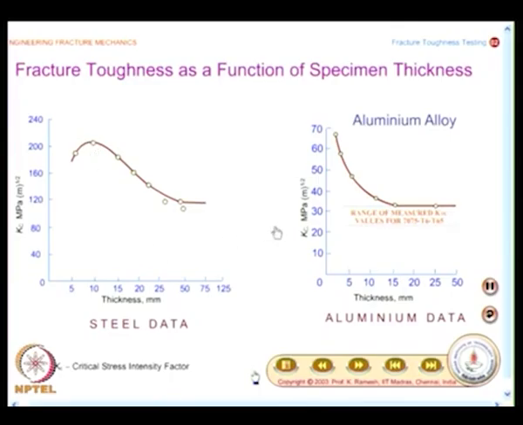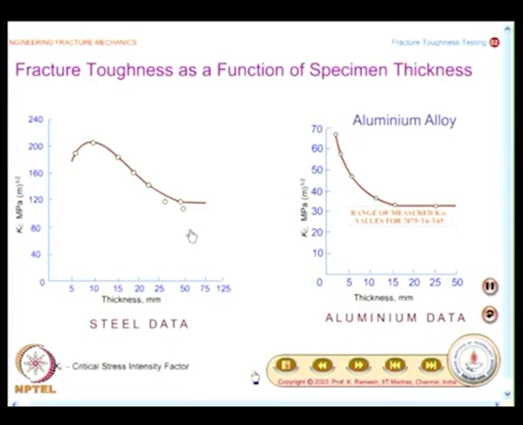And you also have a similar graph for an aluminum alloy. This is 7075 T6 T65. Here again you find the trend is from plane stress to plane strain, there is a drop in the value and it stabilizes, it is around 35 MPa root meter. It can be as high as 70 MPa root meter in the case of plane stress.